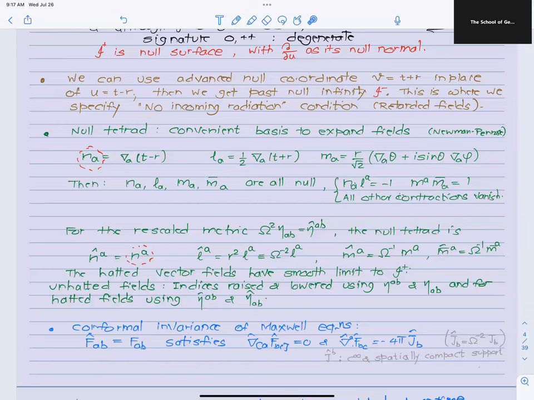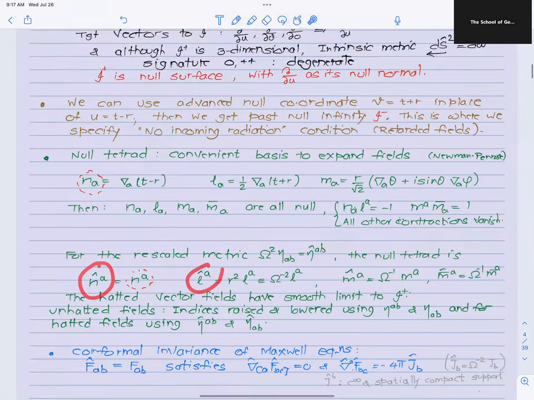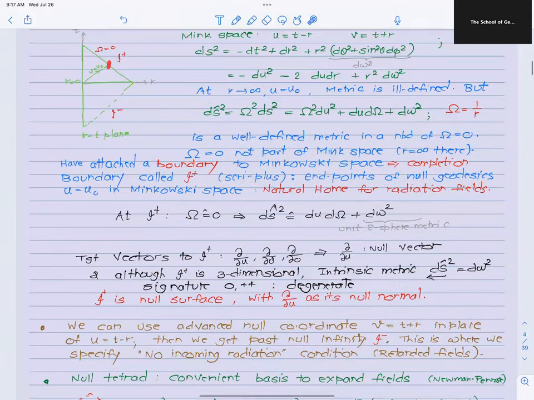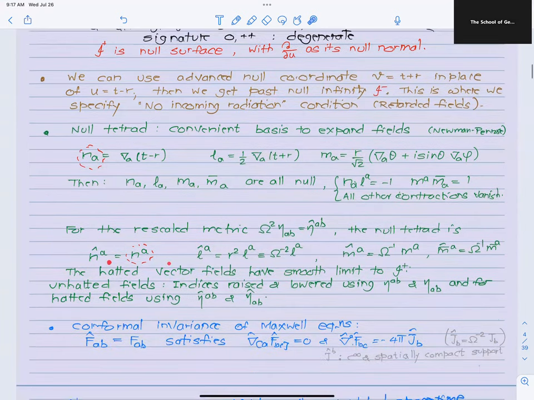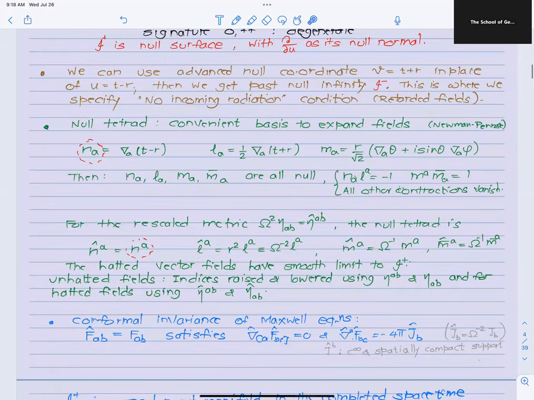But the important thing is that this hatted tetrad is perfectly well defined at scri, whereas the unhatted tetrad that we began with is not well defined at scri. For example, R is not a good coordinate at scri, and therefore R is infinite at scri. Therefore, these are not well defined, but in fact, these hatted ones are well defined. The important part up here is that N itself turns out to be perfectly well defined. I don't have to rescale it, and as a result, L hat has to be rescaled by R squared.